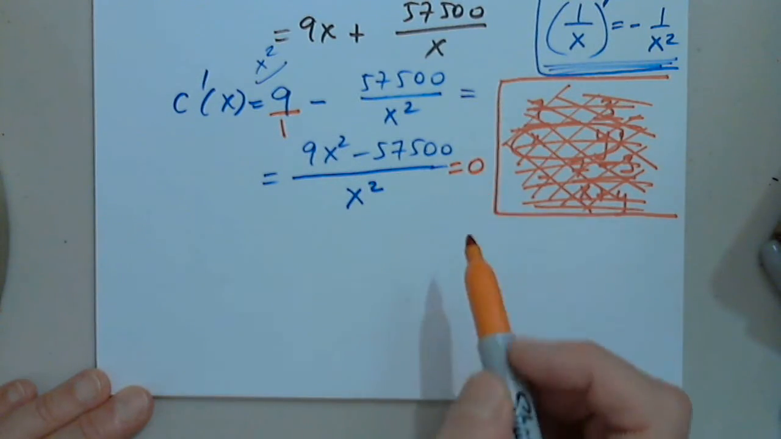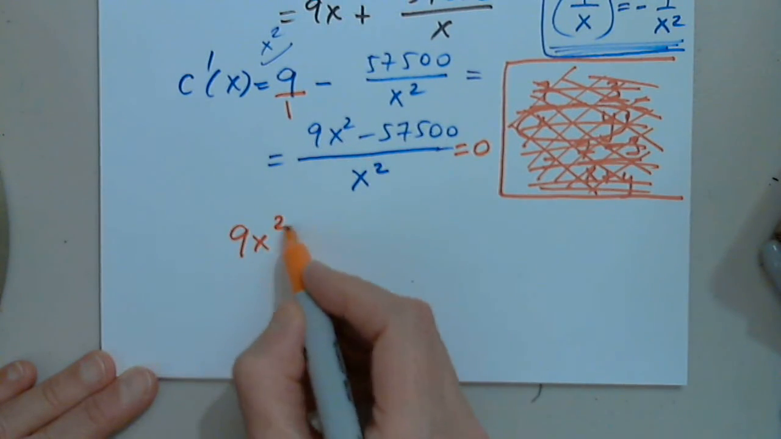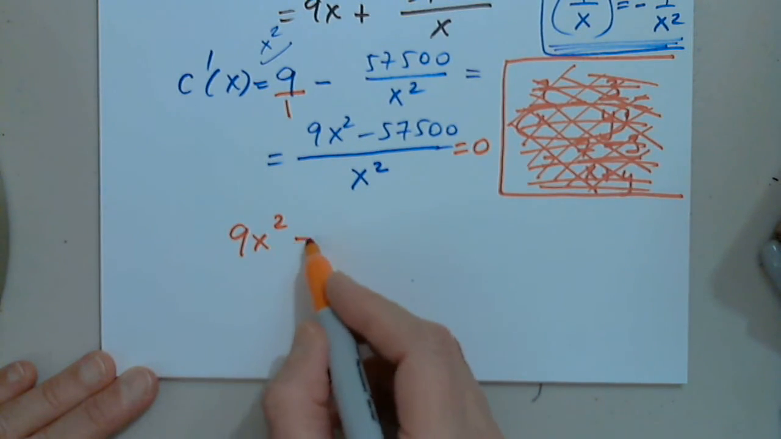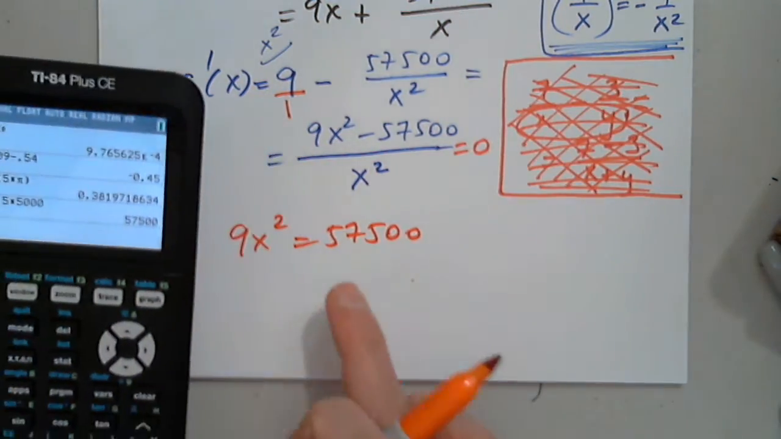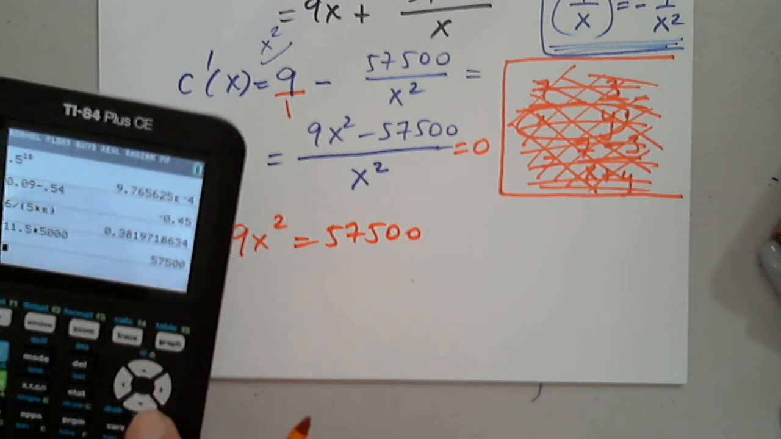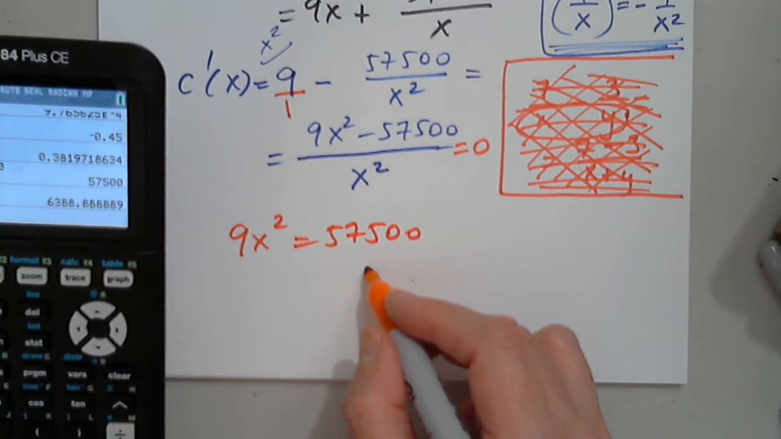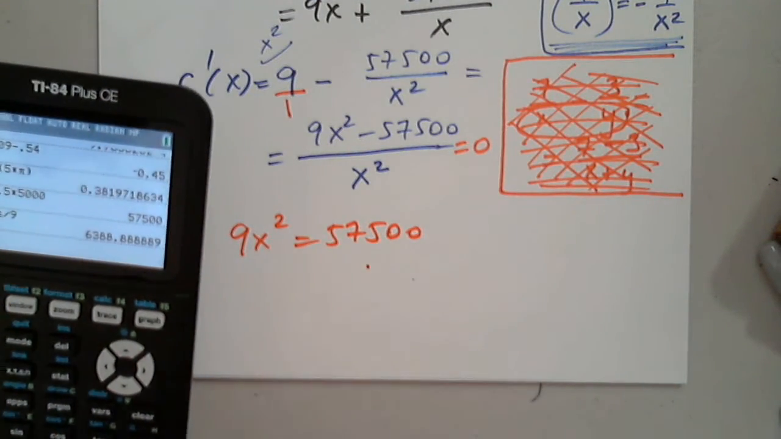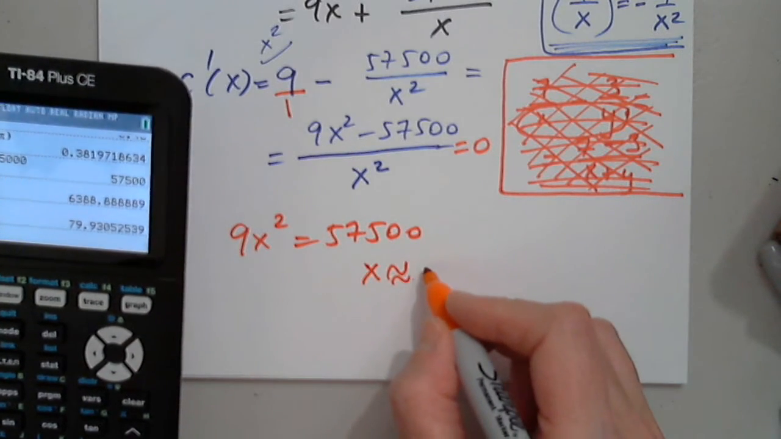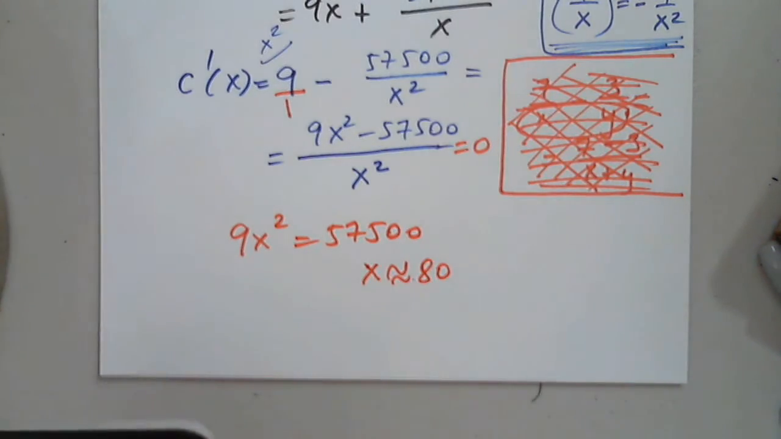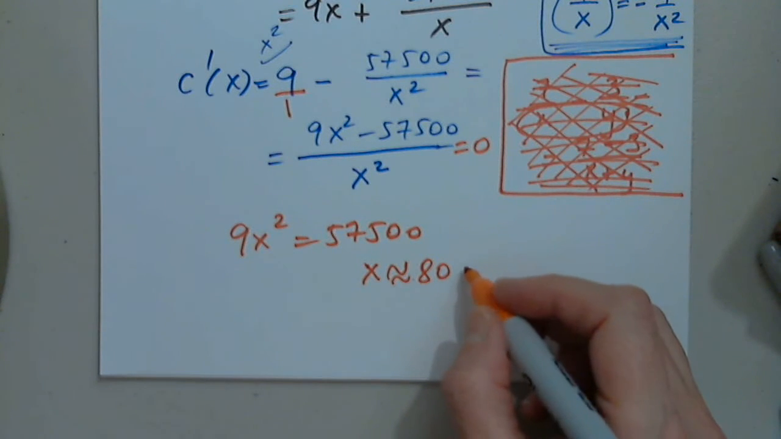Okay, so now I can set it equal to 0. A fraction is 0 only when the top is 0. We know that. When the denominator is 0, it's a tragedy. So 57,500, is this divisible by 9? I doubt it. So I get x squared, and then I take the square root from the previous answer. I got that x is approximately 80. So 80 feet.